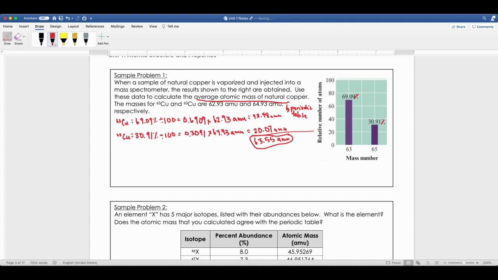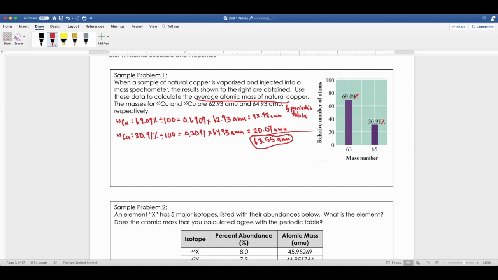69% of copper is going to be copper 63. So of course the average mass of a sample, even if I have 100 grams in my hand, on average, every single atom has a mass of 63.55 atomic mass units. It's very difficult for chemists to isolate singular atoms, so we have to use a weighted average considering the percent abundances in order to determine, okay, well, what's the mass of a single atom?